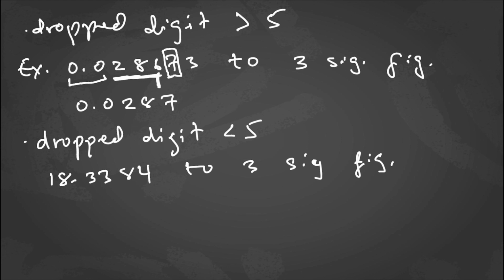What we know is that all non-zero digits are significant, so we will have this 18.3, and our dropped off number here, this 3, is less than 5. So we basically are rounding down to a correct answer of 18.3 as the number that is round off and contains the 3 significant figures as required in this particular question.